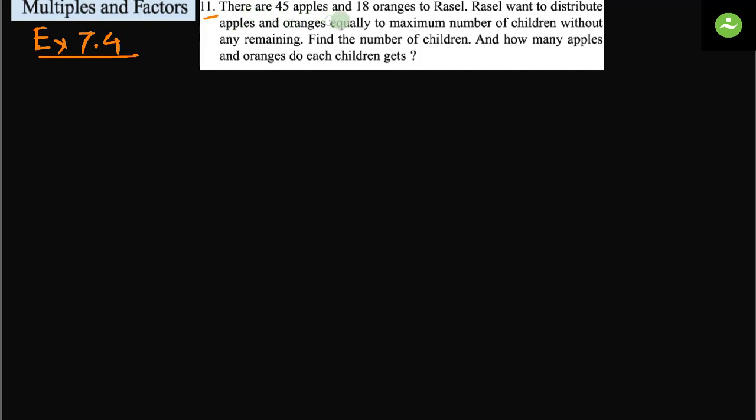There are 45 apples and 18 oranges to Russell. Russell wants to distribute apples and oranges equally to the maximum number of children without any remaining. Find the number of children and how many apples and oranges each child gets. First we have to find the number of children, and then we have to find the number of apples and oranges.